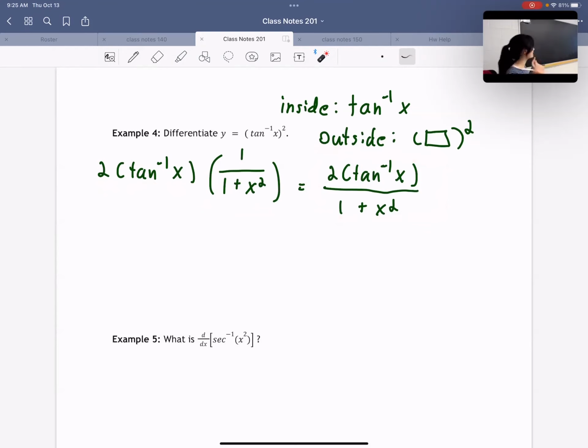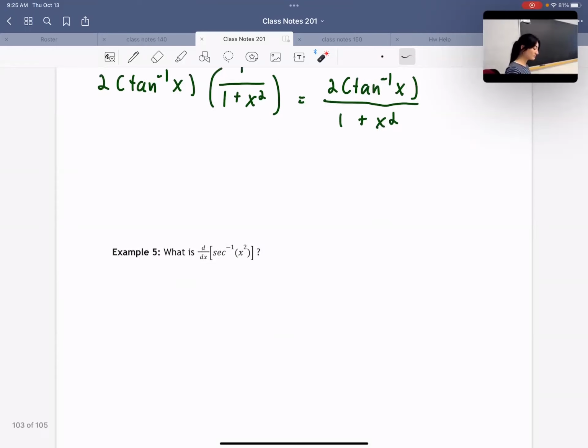Just a little reminder, and I know I keep repeating this, but this -1 here means arctan, the inverse tangent. It doesn't mean -1. So don't bring that to the bottom, even though it's very tempting to do that. This is a function in and of itself, and you're not moving it to the top or bottom. Any questions on example 4? Great job, Mason. Let's do example 5 now.